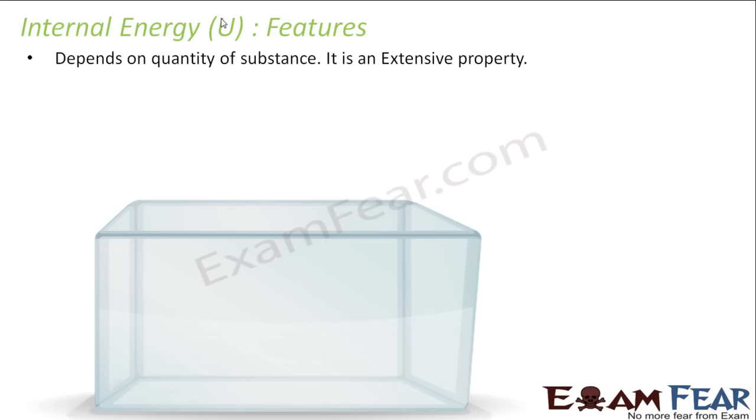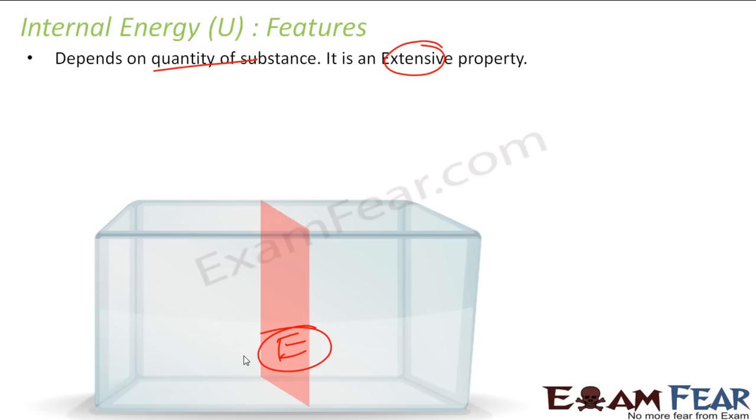So the first feature is that it is an extensive property. That means it depends on the quantity of substance. For example, if the whole system has internal energy E, and I divide it into two parts, this part will have E by 2 and this will have E by 2, assuming the volumes are the same. So internal energy is an extensive property.